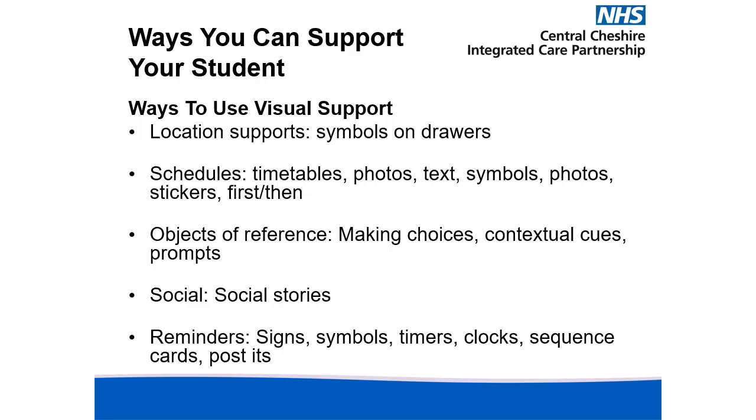We can use objects of reference, and we'd use these by making choices, contextual cues and prompts so children know what's going to happen next. We can use these in a social context, for example in social stories, to help a child understand a new or challenging situation for them. We can use visual support as reminders: signs, symbols, timers, clocks, sequencing cards and post-its for them to remember how to do things, when and in what order.